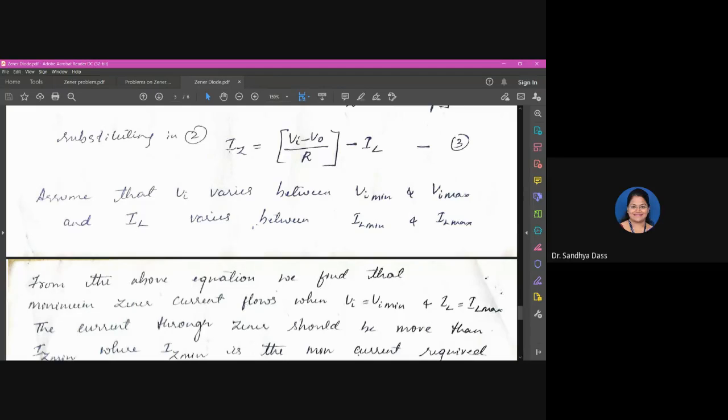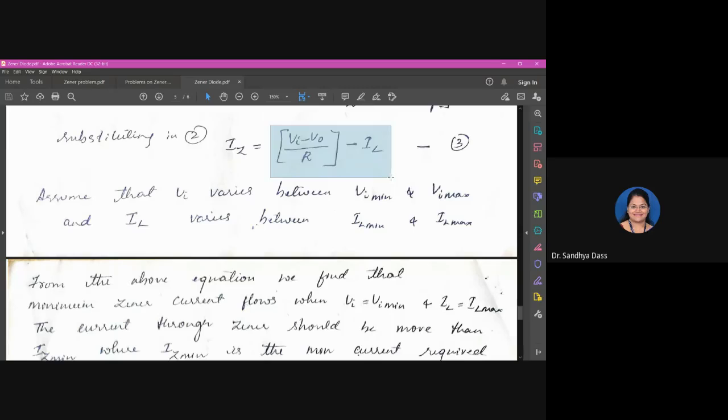I will repeat. When Iz is minimum, IL will be maximum, right? So assuming that Vi also is minimum, only when Vi is minimum, Iz will be minimum, correct? We will solve a problem to understand that. So Iz minimum will be equal to Vi minimum minus V naught by R, the expression here, minus IL maximum.